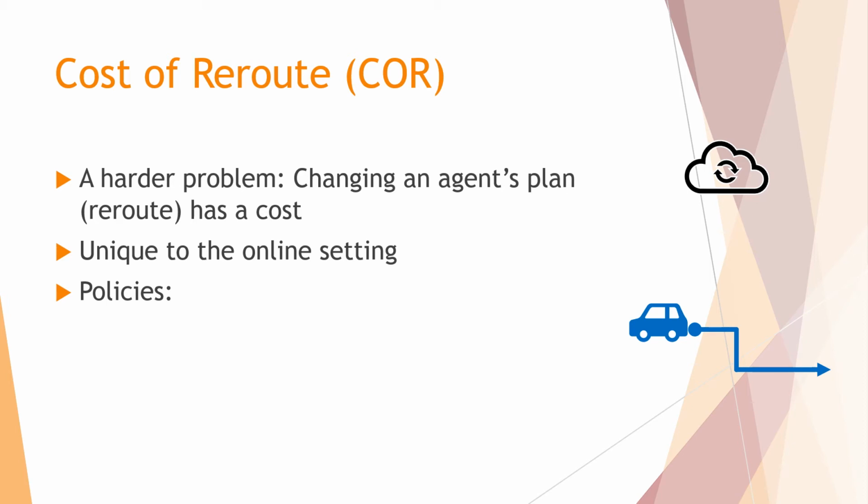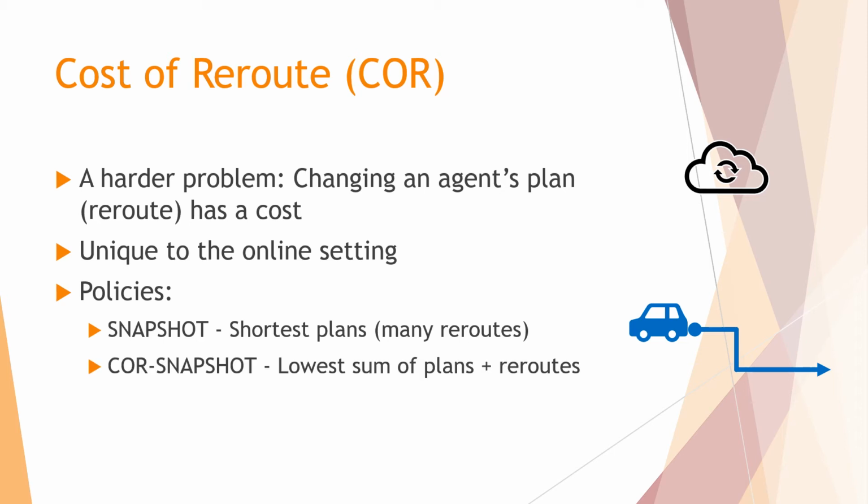For the same reason, offline optimality is undefined for this cost function. We tried three possible policies. Snapshot ignores the cost of reroute and only minimizes the lengths of plans. COR snapshot considers both the cost of reroutes and the length of plans and minimizes their sum. Replan single avoids reroutes altogether by only assigning new agents with plans that don't conflict with existing agents.